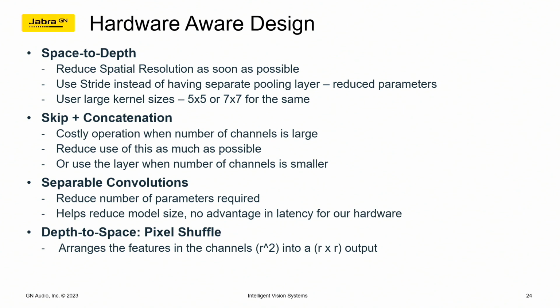Using separable convolution didn't provide us any kind of additional advantage, but it does help in reducing your model size. And then, as we mentioned before, the pixel shuffle layer, which performs depth to space, helps a lot when you're doing your upsampling in the decoder layers.